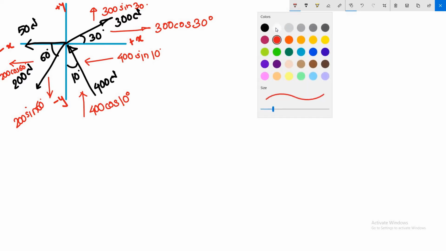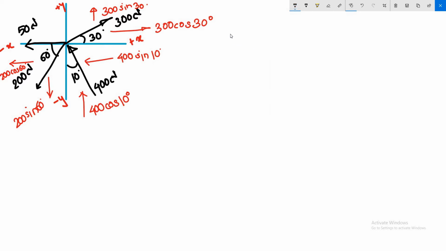Now let's go to step 2, which is determination of summation Fx and Fy. So let's write here step number 2, and summation Fx. So in summation Fx, what components or forces are going to be there? From the first quadrant, 300 cos of 30 degree, and the sign associated with that component is plus 300 cos of 30 degree.